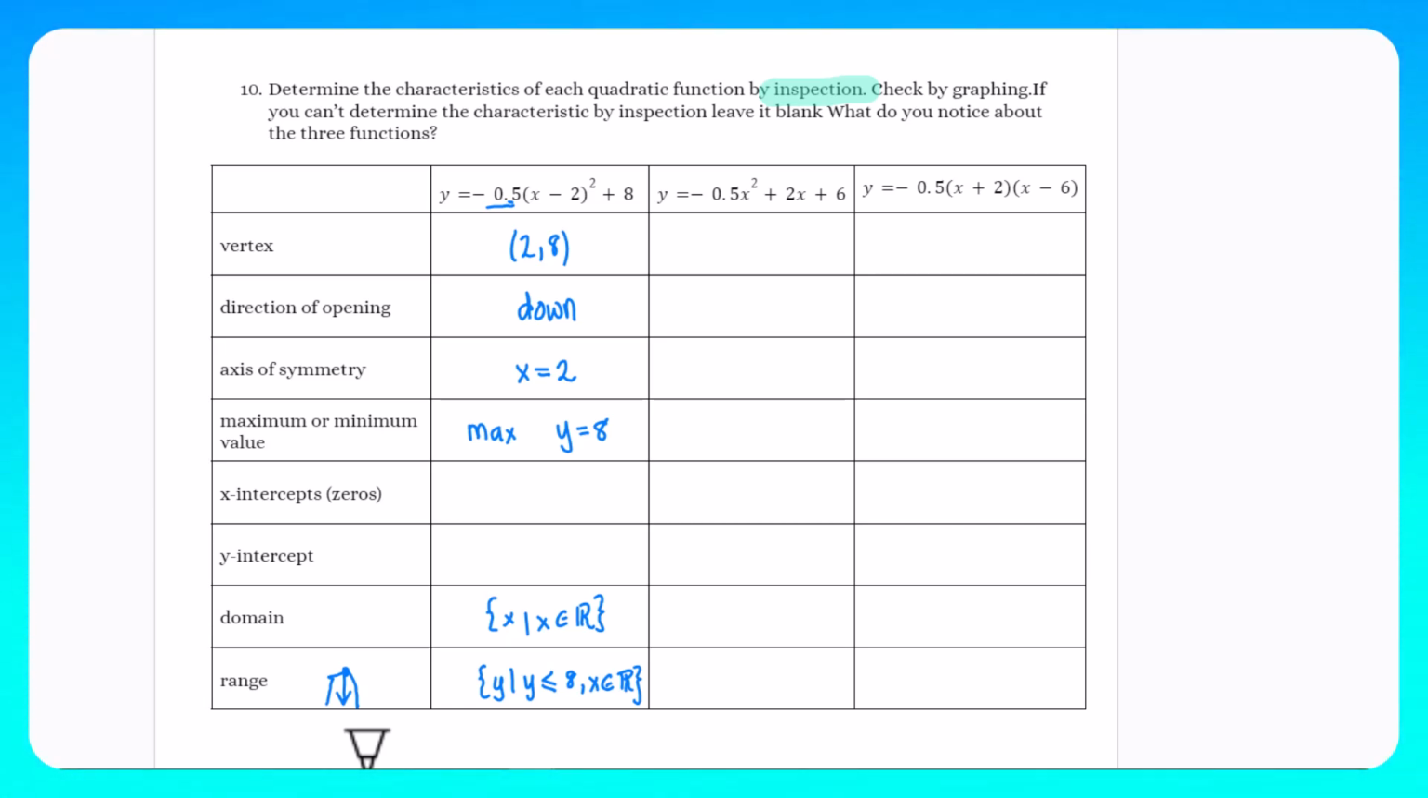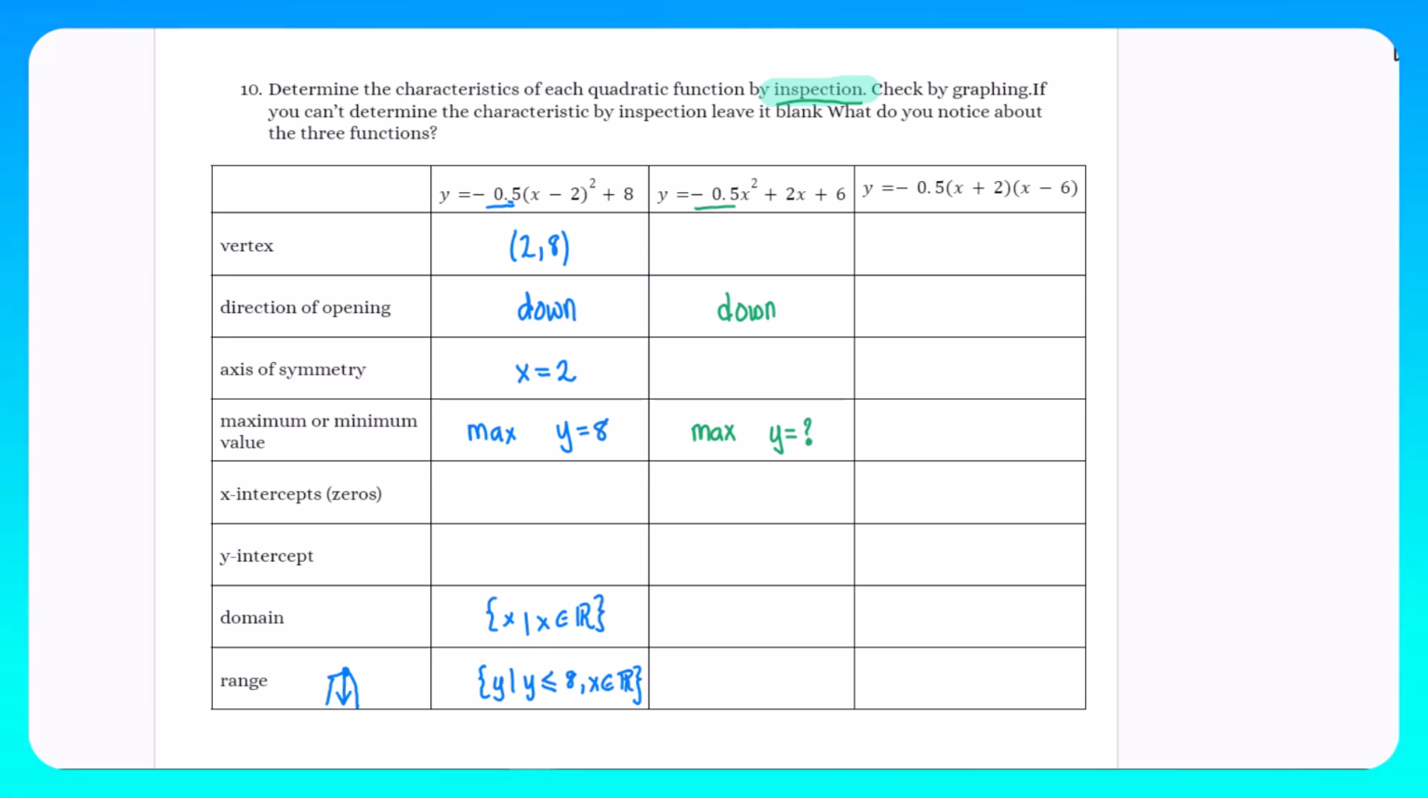Well, what about standard form? What can we figure out just by looking at it? Well, we definitely can't figure out the vertex, but we can figure out it's opening down by looking at the a value, which is negative 0.5. We can't figure out the symmetry. We can figure out that there is a maximum point because we know it's concave down, but we actually can't figure out what that point is without doing calculations. And remember, this is all by inspection.